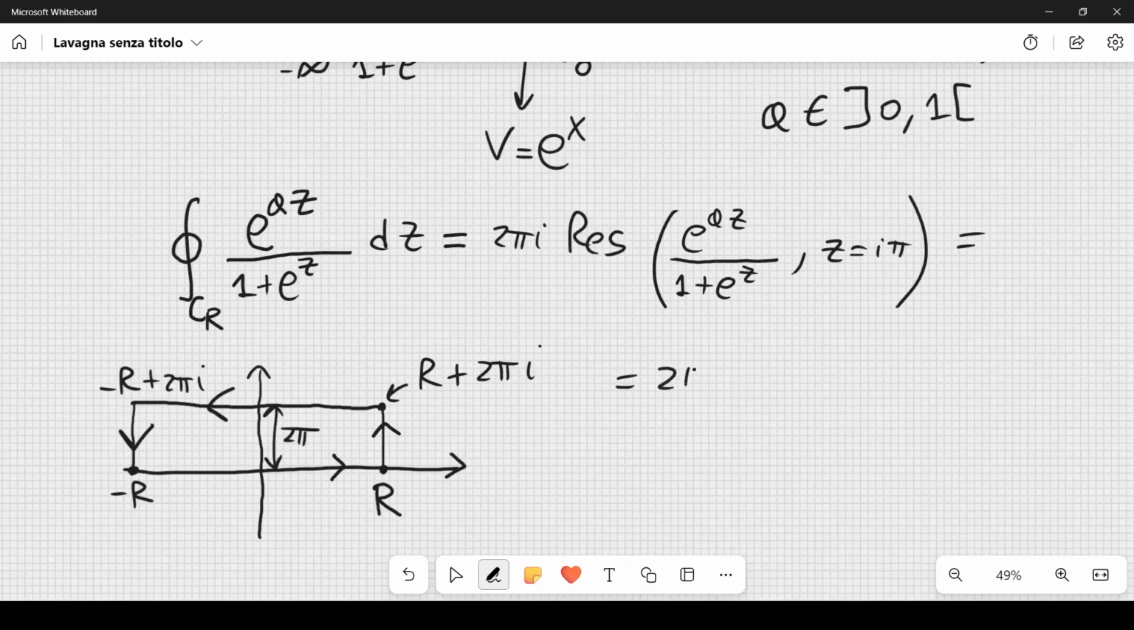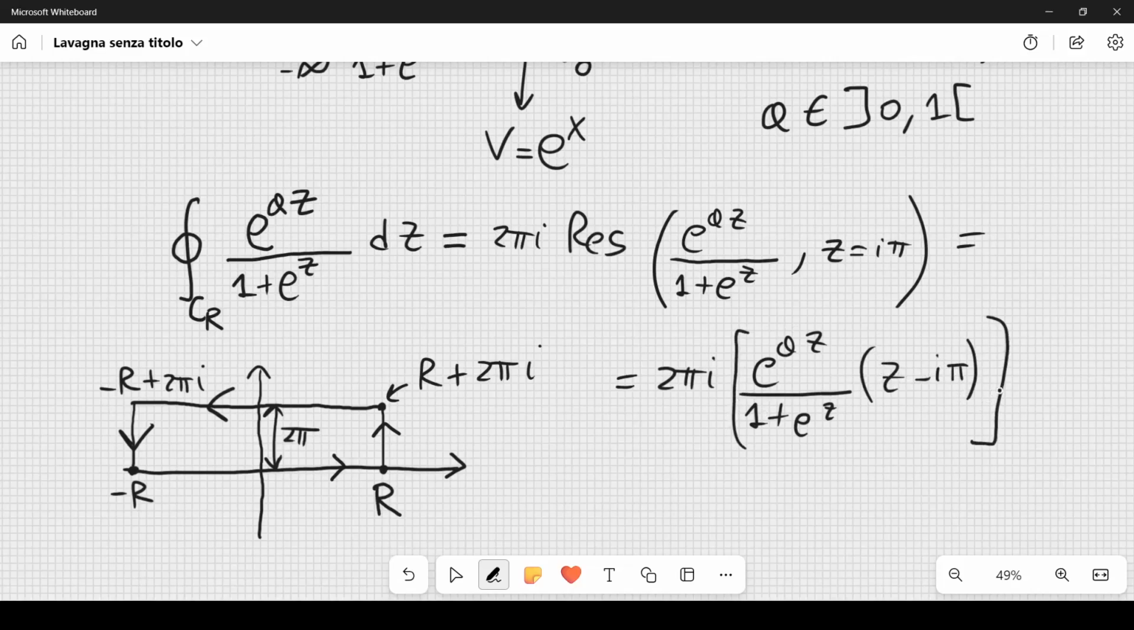It's quite easy, because we have a very simple pole there. So we take the integrand e to the az divided by 1 plus e to the z, we multiply by z minus i pi, and then we take a limit as z goes to i pi. Simple as that, right? You can see that when z goes to i pi, here we have a 0, and also here we have a 0. So we can use the L'Hopital rule. So we have 2 pi i. Here we can evaluate this exponential already at i pi.